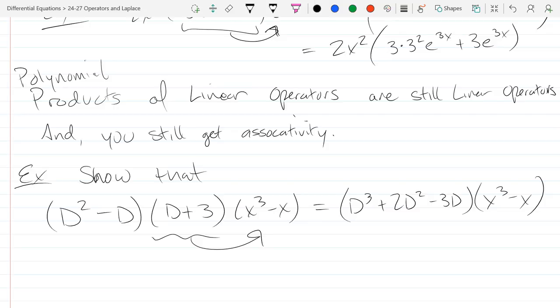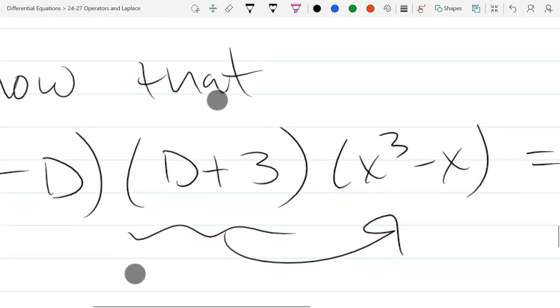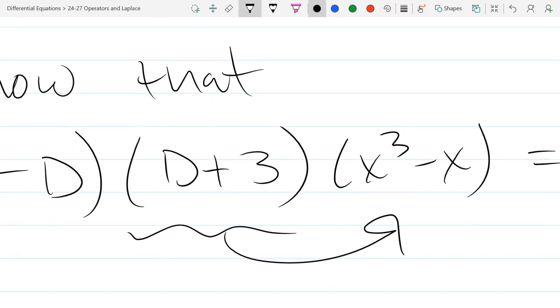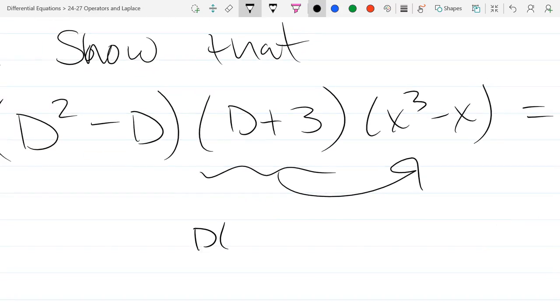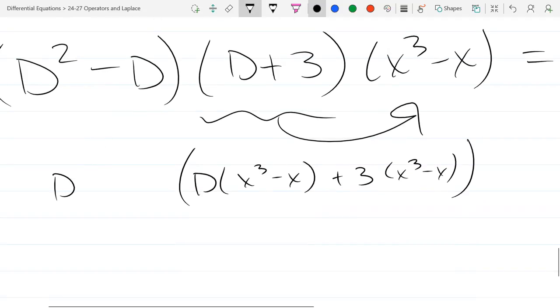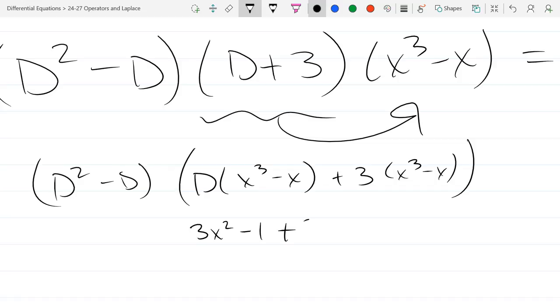Oh, I didn't talk about what a plus 3 means. What degree derivative is next to that that's invisible? Zero. So that means take zero derivatives, or don't do anything, and then multiply it by 3. So constant just means multiply basically by 3. So we're going to get d of this thing plus 3 times this thing. And just copy down d squared minus d. So 3x squared minus 1 plus 3x cubed minus 3x.